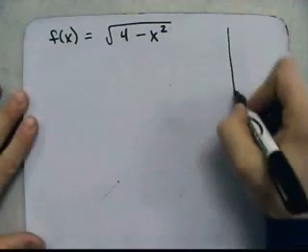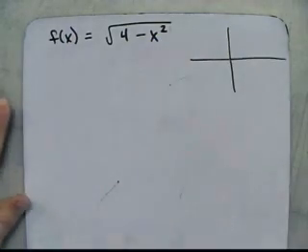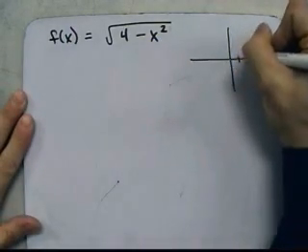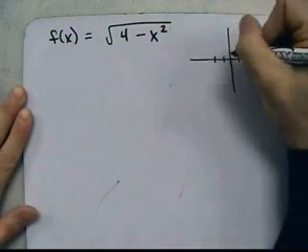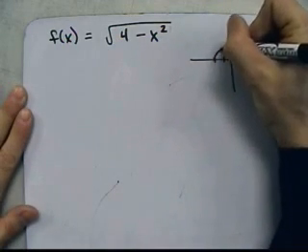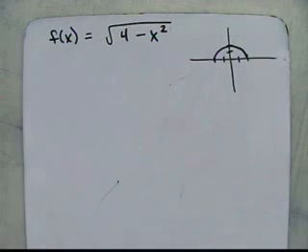So let me just draw it real quick right here. We'll just go out about 2, looks like. And then how far does it go up? 2. Circle here. Okay, so that one they say it's a continuous function.